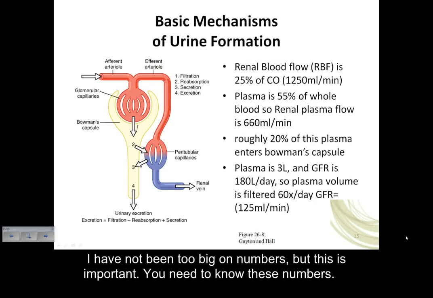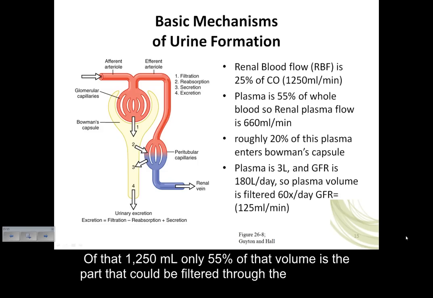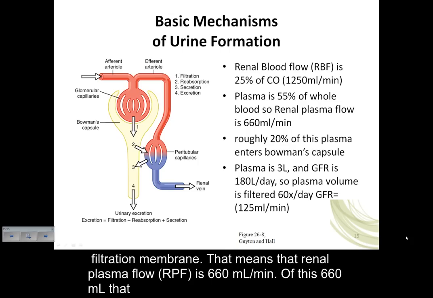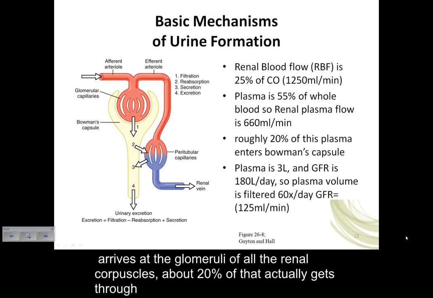I know throughout most of the semester I have not been too big on numbers, but this is important. You need to know these numbers. Of that 1,250 milliliters, only 55% of that volume is the part that could be filtered through the filtration membrane. That means that renal plasma flow is 660 milliliters per minute.